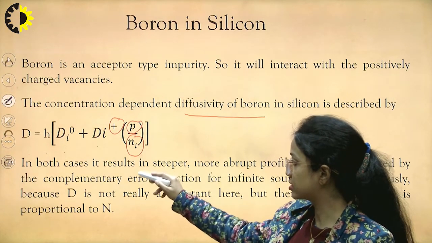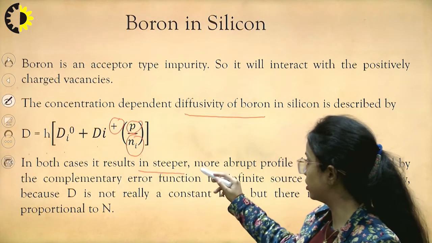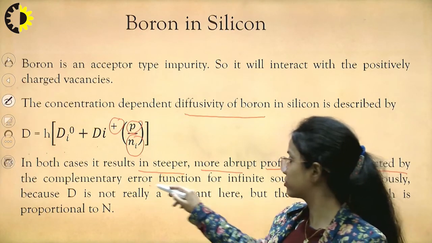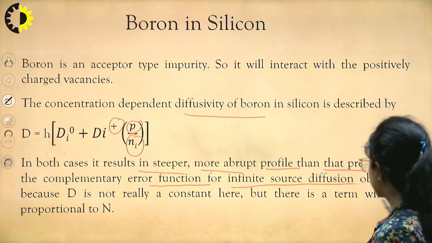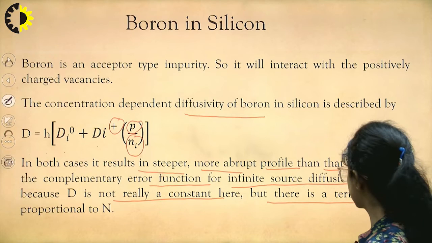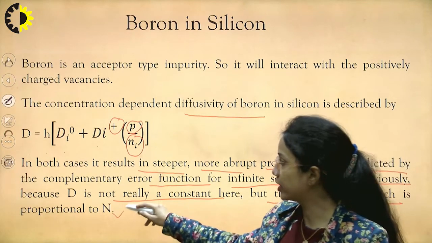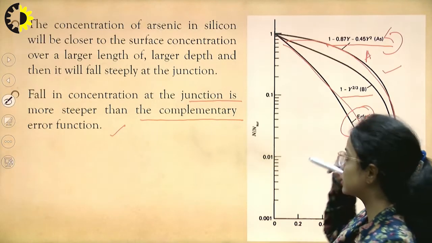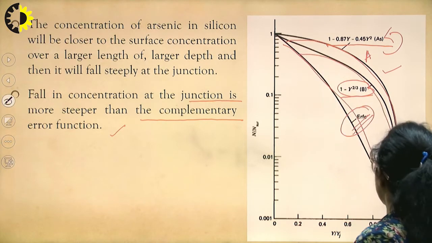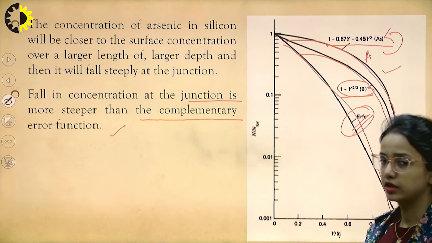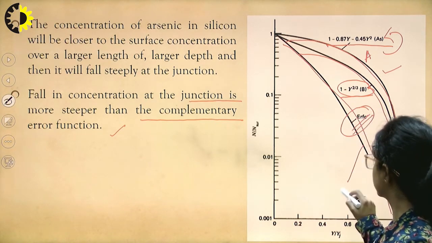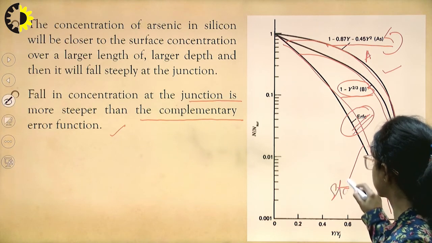In both cases, it results in a steeper, more abrupt profile than predicted by the complementary error function for infinite source diffusion, obviously because D is not really constant here, but has a term which is proportional to n. So we can see this is the fall of concentration for boron, which is this one. Both are different from the error function. This one is the standard error function.